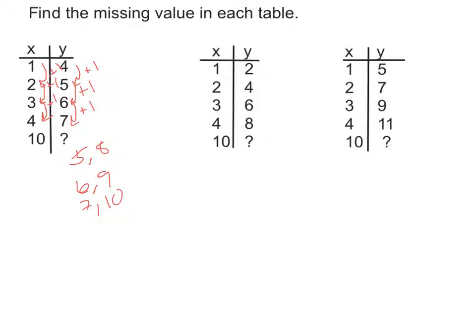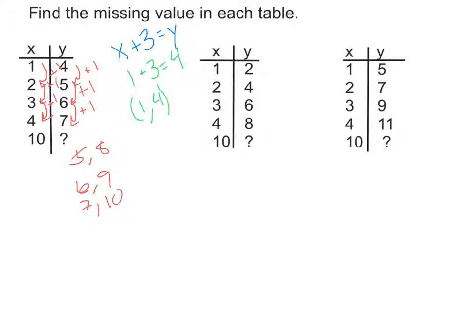But if you look at this, there's another pattern here. Each time I take my x, whatever my x value is, I'm going to add 3 to it, and that's going to get me y. So if I were to plug in the number 1 and add 3 to it, I get 4, which is y, and which is where the (1, 4) comes in.